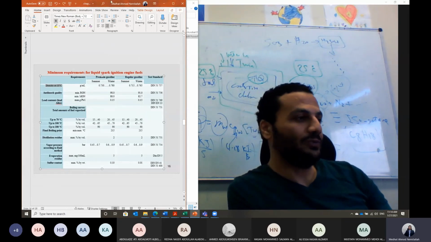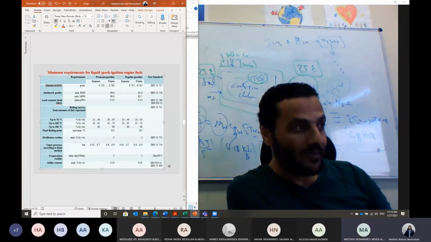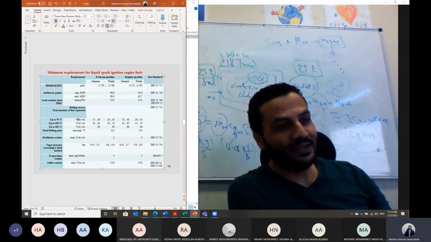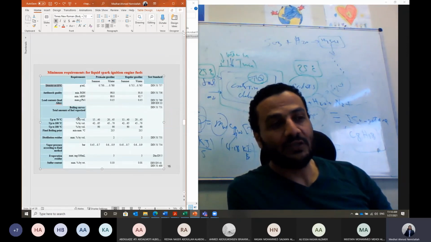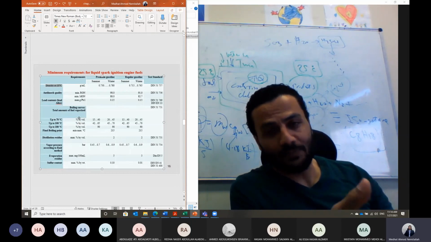Okay, I will be talking about this, guys, inshallah. And this is, sorry. What we have available is 95. There is yes 95 and there is even 98. But 98, usually the car manufacturers don't like to manufacture their cars to work with higher octane number, because higher octane number means a higher price for the fuel.